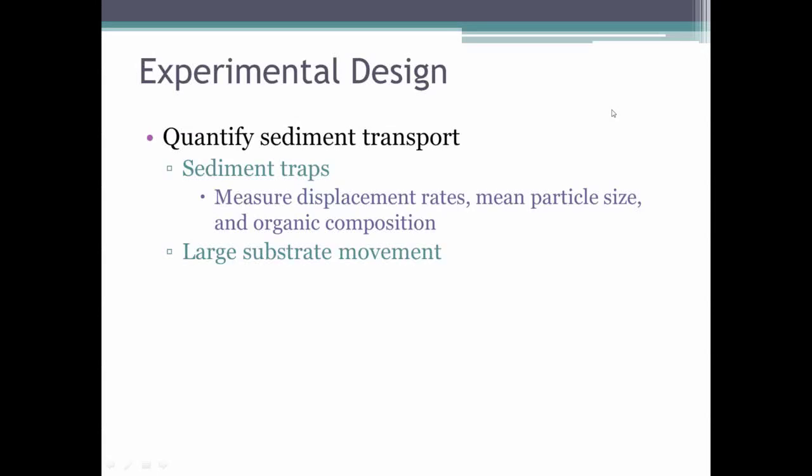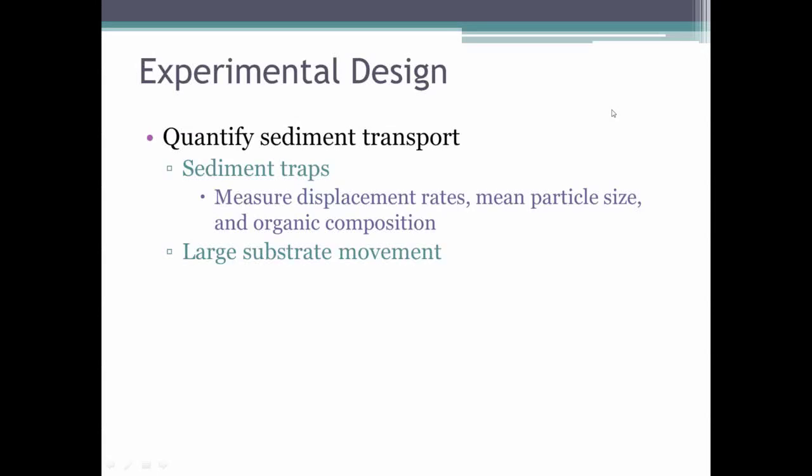The first method we used was sediment traps. We established 2 transects on our riffles, and we buried 3 sediment traps on each riffle, and we would capture sediment as it was moving downstream. From this, we could figure displacement rates by how fast the jars were filling. And then by removing that material, we could run a mean particle size and organic composition test to figure out what type of material was moving and what size.